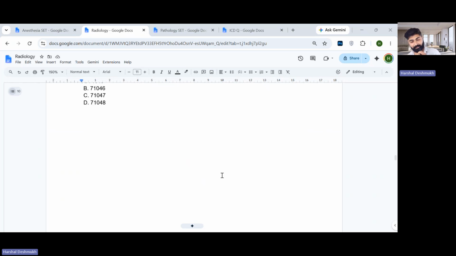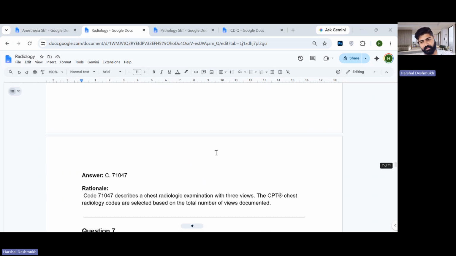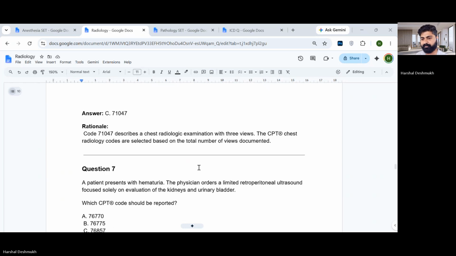All right. The answer to this question is option C, 71047, as it describes a chest radiological examination with how many views? Three views. Moving on to the next one.